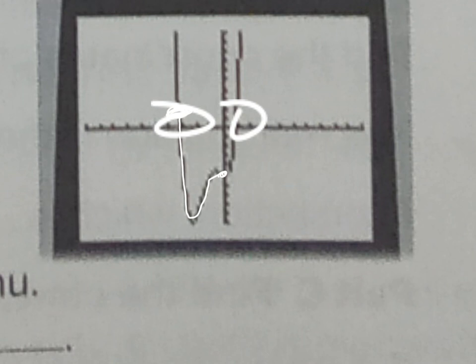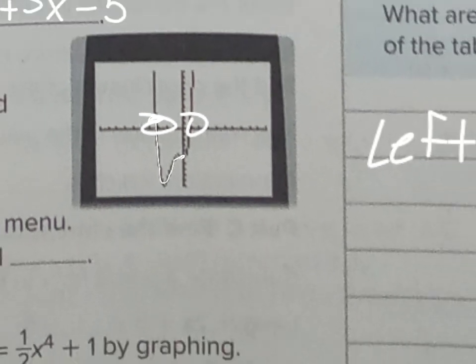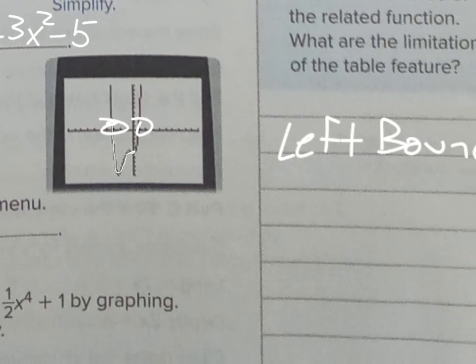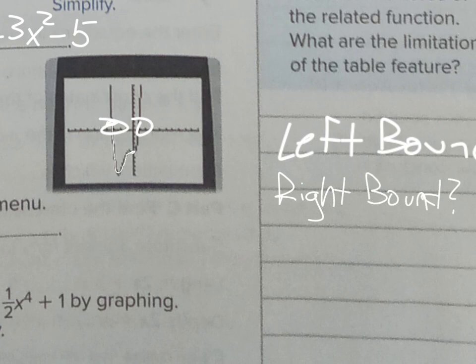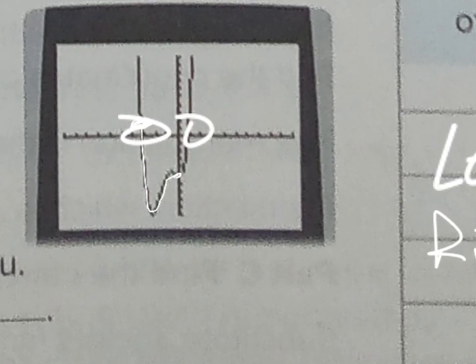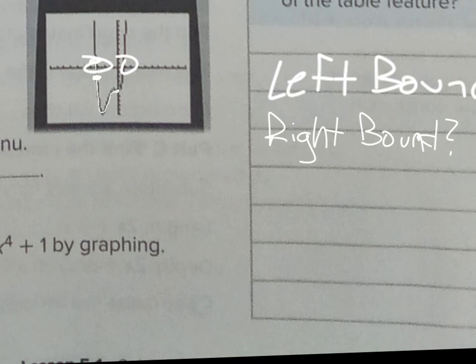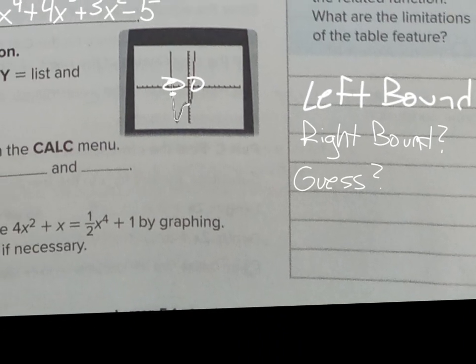So it does have to be above the x-axis, and that would count as left. Once you get there, hit enter. And then it should ask you another question, right bound. Okay, so then you have to move the cursor right of the 0, which in this case will be right below the x-axis. You hit enter again, and then they will say guess. And you say yes by hitting enter.